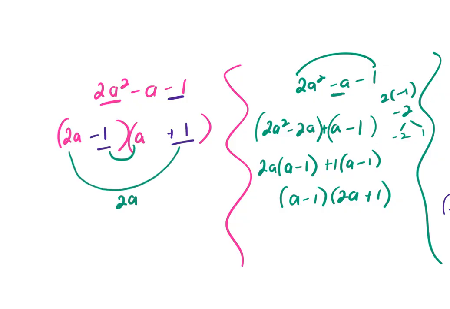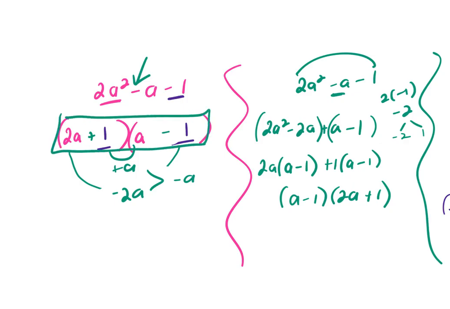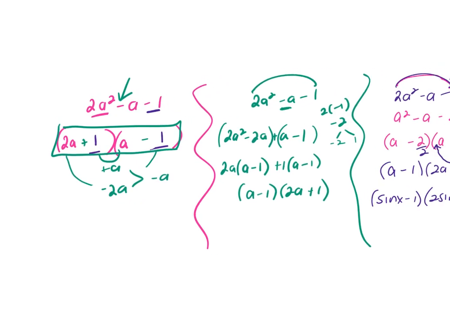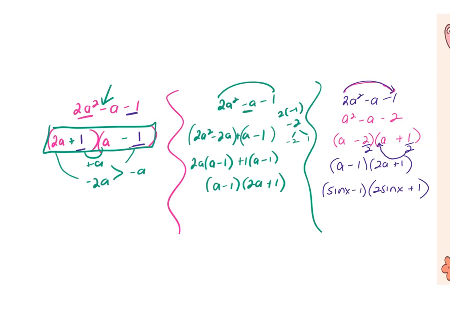It would be 2a minus a, which gives you positive a, and I need it to be negative a. So I switch the signs and make it a positive 1 and a negative 1. Now it's negative 2a plus a, which gives me negative a, and that's the option I want. So trial and error is fast if they're prime. If you don't understand it, or you'd do a different method, do whatever method you want to do, okay?